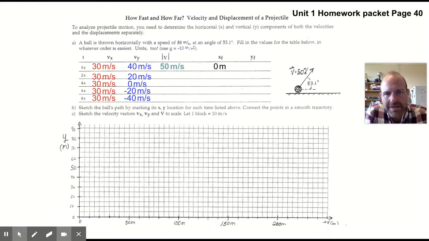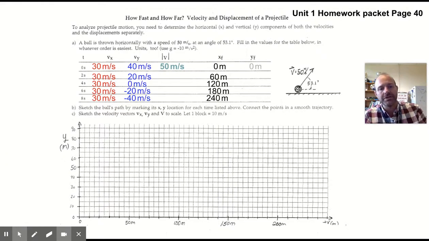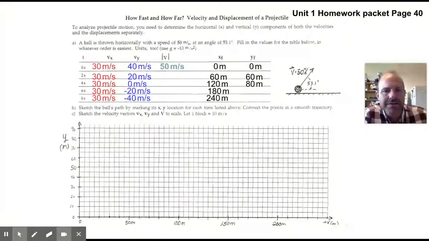But we know that our x position starts at 0 at the ground. And if we plug into our simple x motion with constant velocity, we get 60 meters after 2 seconds, 120 after 4, 180 after 6, and 240 after 8. In the y direction, we have acceleration. So we start at 0 meters, then we go up to 60 meters after 2 seconds, then we go up to 80 meters, and then we come back down in a nice symmetrical pattern, just like free fall.